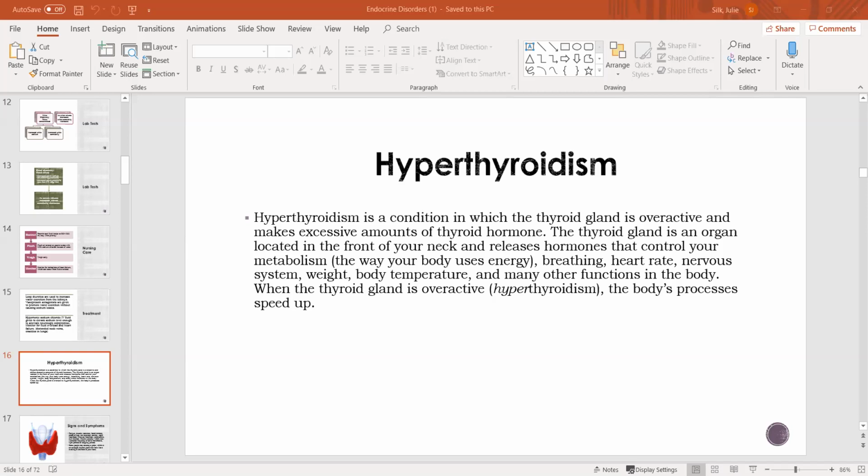So calcitonin inhibits mobilization of calcium from the bones, and it decreases blood calcium levels. Dietary intake of protein and iodine is necessary for the production of thyroid hormones.